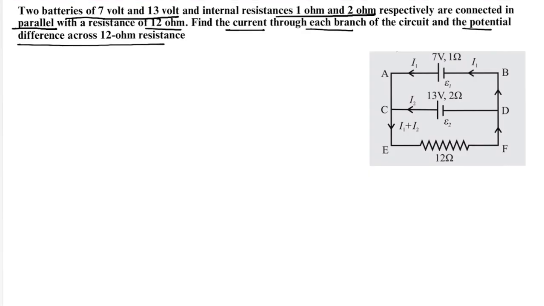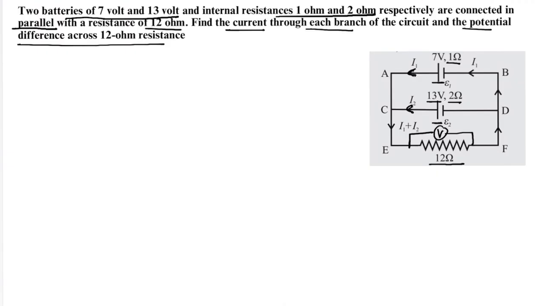If we observe this circuit diagram, two batteries are provided here, one battery of 7 volt and another battery of 13 volt. Now each battery has its internal resistance. The 7 volt battery has internal resistance of 1 ohm and the 13 volt battery has internal resistance of 2 ohm. Also the external resistor attached in the circuit is of 12 ohm. What we have to find? We have to find the current through each branch, that is the value of I1 and I2, and the potential difference across the 12 ohm resistance.